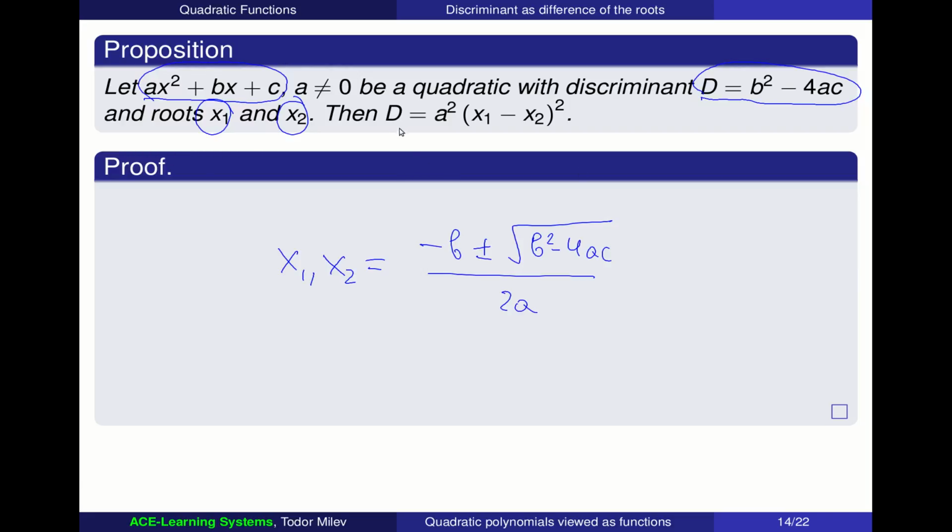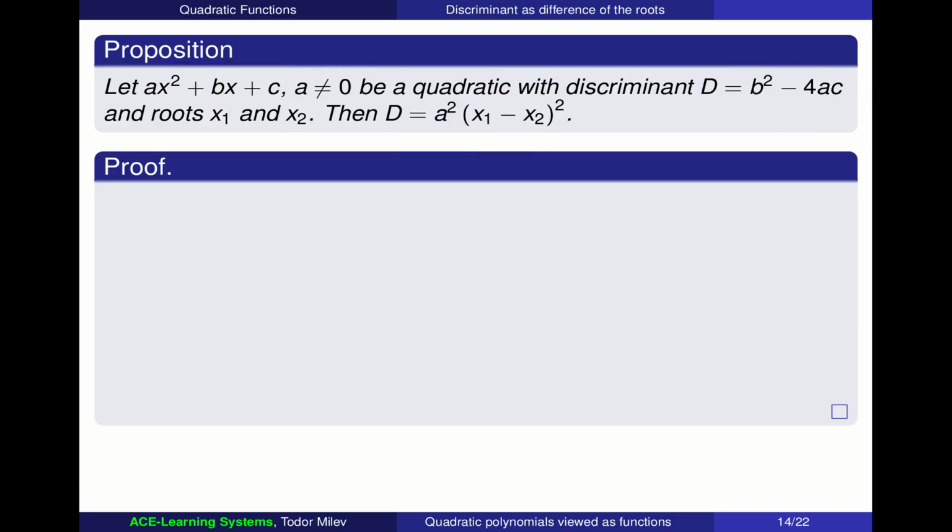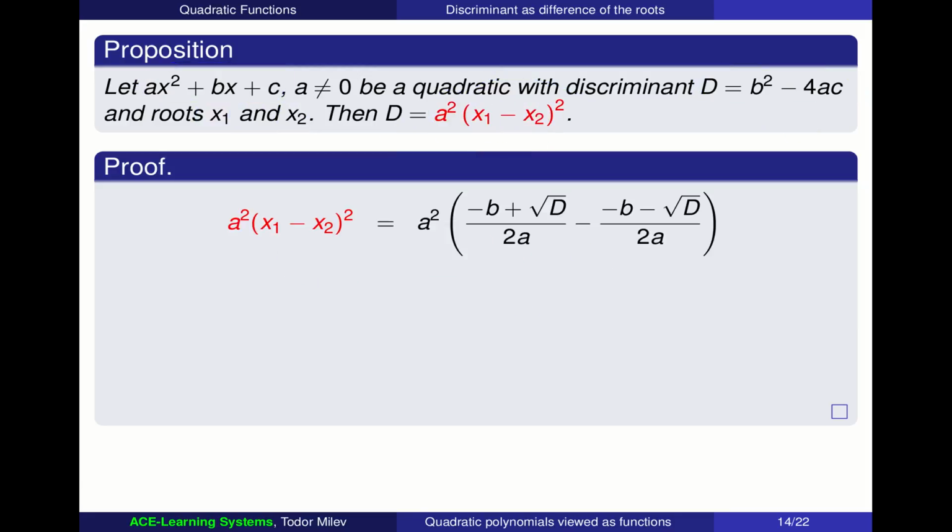And so what does this slide say? Well, it says, look, if you take b squared minus 4ac, that expression, then you get the same thing that you would get if you take x1, take x2, subtract the two, square the whole expression, and multiply it by a squared. So you can obtain the discriminant using x1 and x2. So that's what the proposition says. Let's quickly prove that proposition.